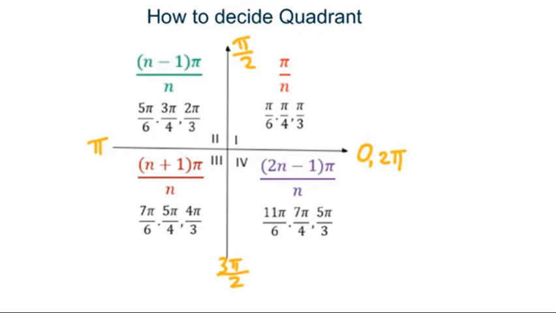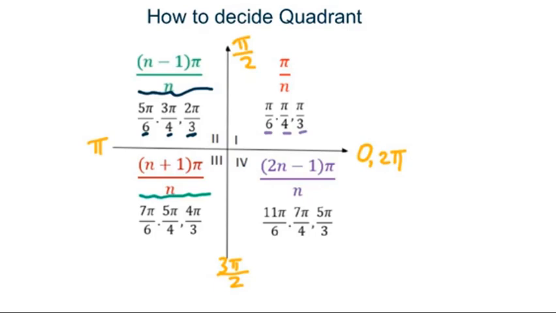We assume that pi over n, this n is 6, 4, or 3. Then for the second quadrant, here is the pattern. N minus 1 pi over n, which means when n equals 6, top will be 5 pi. If this is a 4, then you have 3 pi, and if n equals 3, you have 2 pi. For third quadrant, here's the pattern, so that you can get the 7 pi over 6, 5 pi over 4, and 4 pi over 3.